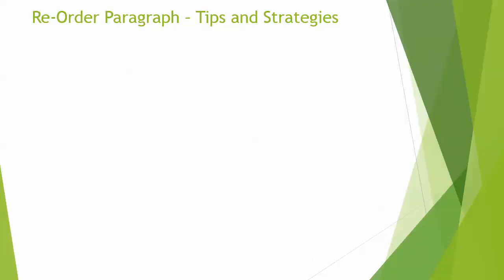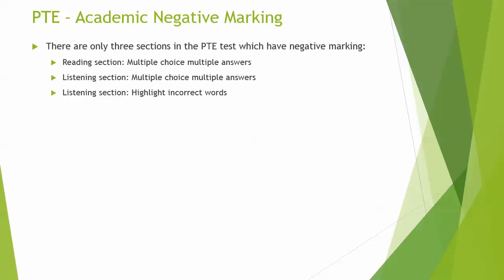So, reorder tips and strategies over here. There are only three sections in the PTE test which have negative marking. One is the reading section, the listening section highlight incorrect words, and the multiple choice, multiple answers. Multiple choice, multiple answers can come in the reading as well as the listening section, and this type of question carries negative marking in both.